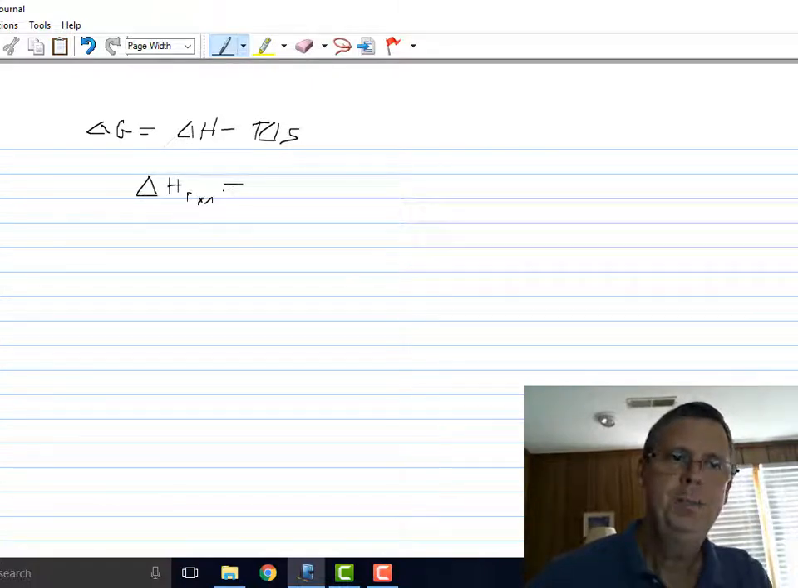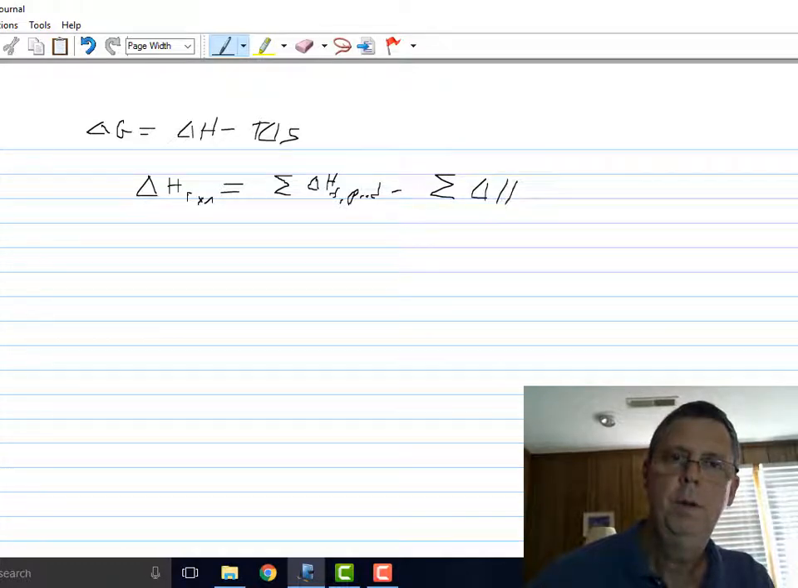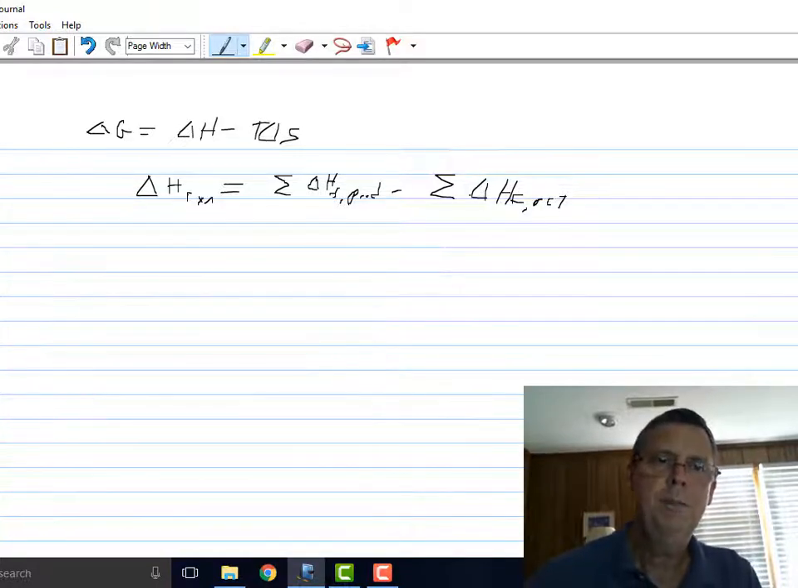Delta H for the reaction. Again, we sum delta H, the formation of the products, minus the sum of delta H formation of the reactants, just abbreviate RCT. So it's the same process, always products minus reactants.